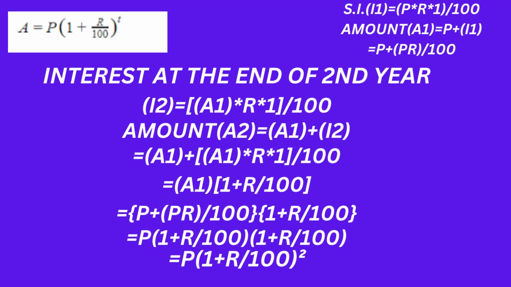Interest at the end of second year will be A1 × R × 1/100. And amount at the end of second year will be A1 + I2. It becomes A1 + A1 × R/100. So it becomes A1 × (1 + R/100). Now putting the value of A1, we get (P + PR/100) × (1 + R/100). Simplifying this, we get P(1 + R/100)^2.